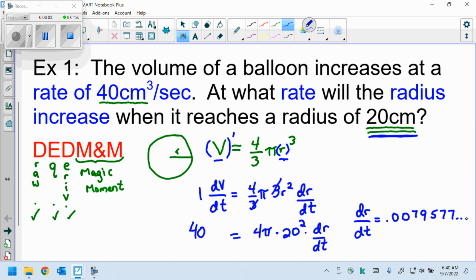Remember, we've got to be correct at 3 decimal places. If we were to truncate this at 0.007 or call it 0.008, either way, that's fine. And the units of radius are centimeters, and the units of time are seconds. So since we need dr/dt, the radius is changing this many centimeters per second. All right.